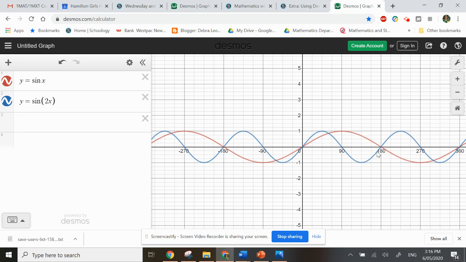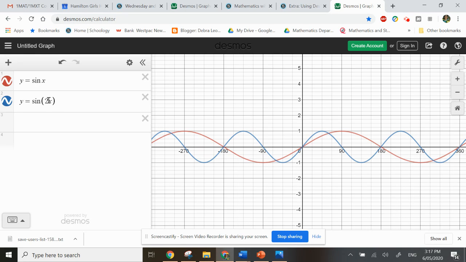What happens to the period? The period becomes 360, and you have to divide it by 2, so it gives you 180. So 360 divided by 2. If it was written in terms of pi, that would be 2 pi, which is 360, divided by 2. And that would give you the length of one cycle of the sine of 2x.